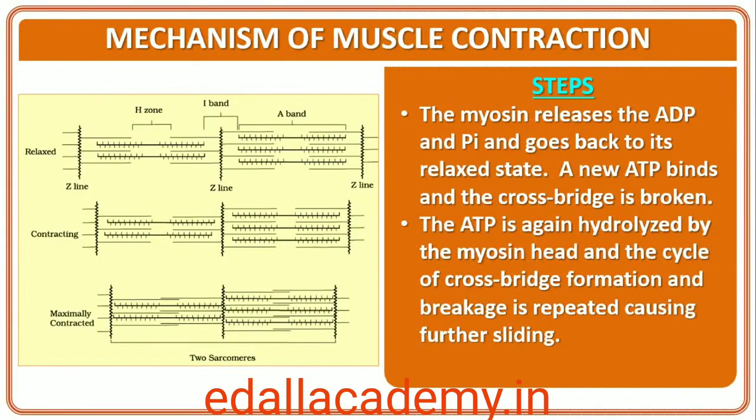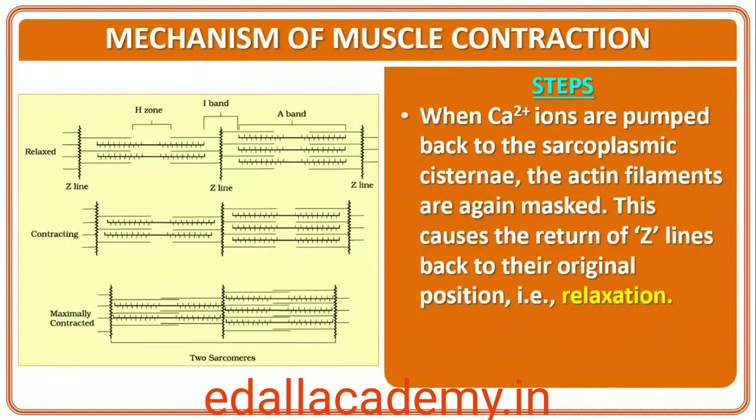The myosin, releasing the ADP and Pi, goes back to its relaxed state. A new ATP binds and the cross bridge is broken, figure 20.4. The ATP is again hydrolyzed by the myosin head and the cycle of cross-bridge formation and breakage is repeated, causing further sliding. The process continues till the Ca++ ions are pumped back to the sarcoplasmic cisternae, resulting in the masking of actin filaments. This causes the return of Z lines back to their original position, that is, relaxation.